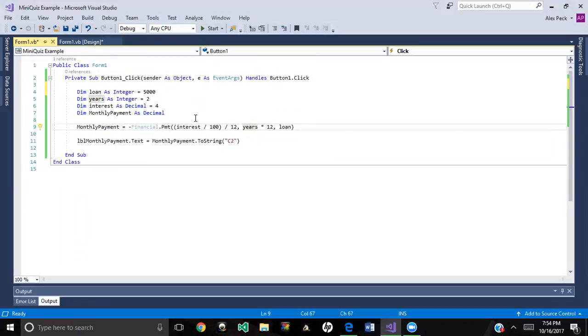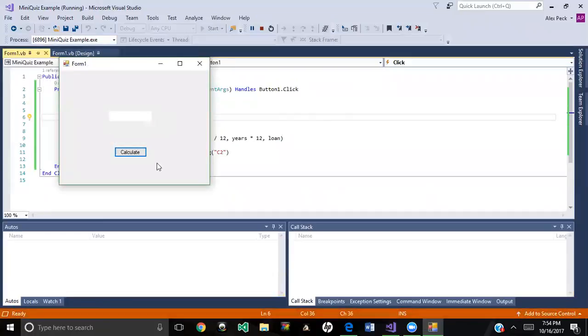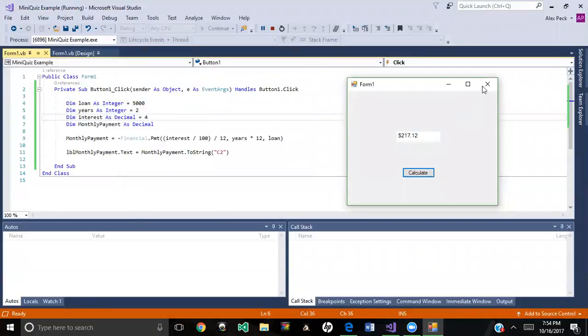And then years, same concept. We have two years, and there are 12 months in a year, so you have to multiply by 12 to get the monthly. And then the loan is 5,000; that doesn't change at all. Send that text out to your label and start it. Here you go, calculate it, and we have $217.12.